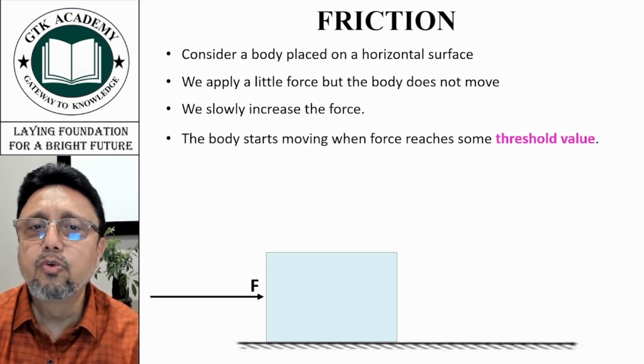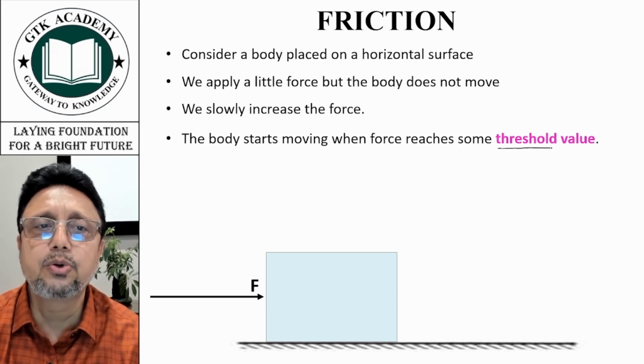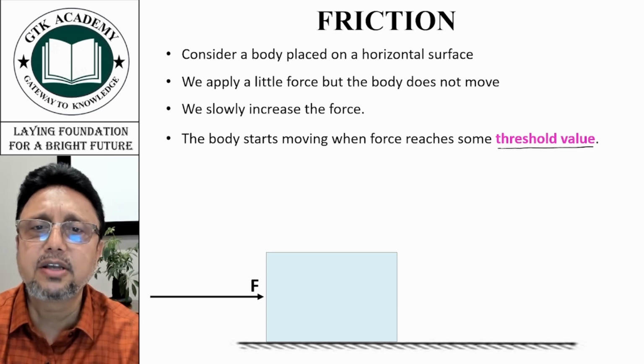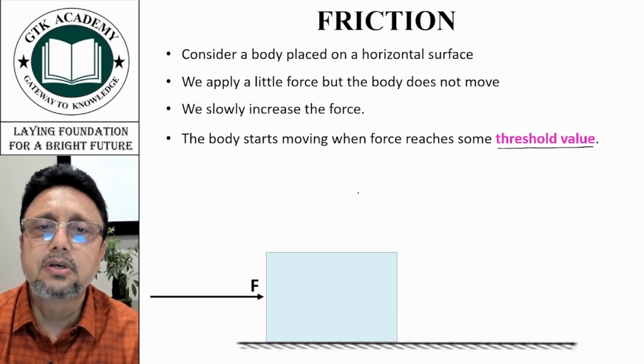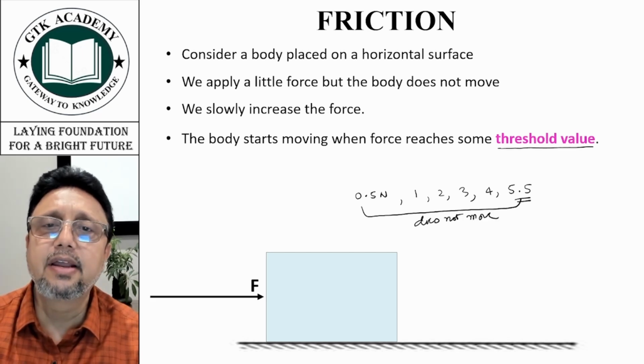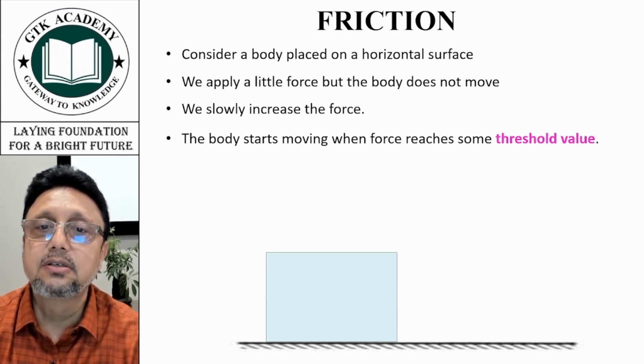The body starts moving when the force reaches some threshold value. Say, for example, I have initially put 0.5 Newton. The body does not move. I increase it to 1, 2, 3, 4. Then say 5.5, the body starts moving. So till 5.5, the body does not move. And when I increase it further, then only the motion starts.